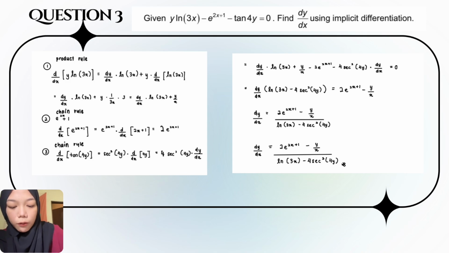So we group the dy over dx terms together. dy over dx times (ln 3x minus 4 sec squared 4y) equals 2e power 2x plus 1 minus y over x. So we solve for dy over dx. The final answer is dy over dx equals 2e power 2x plus 1 minus y over x, over ln 3x minus 4 sec squared 4y.